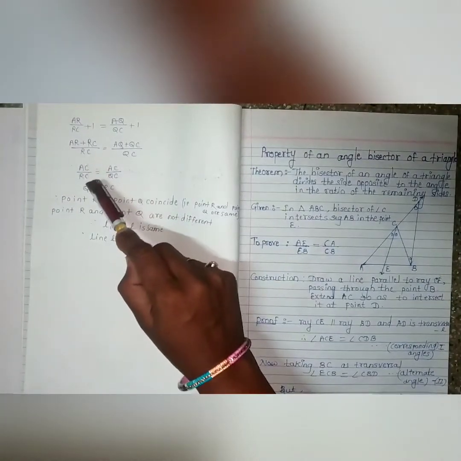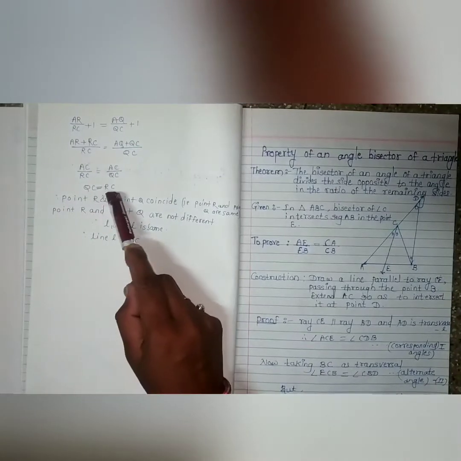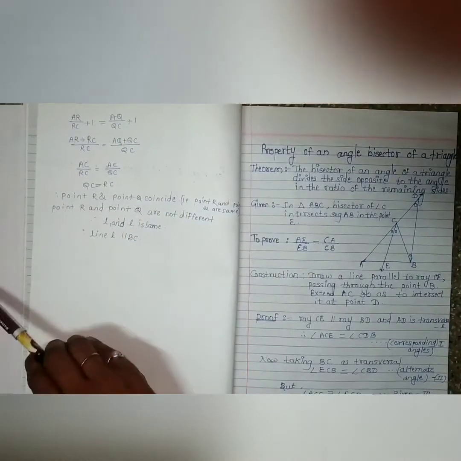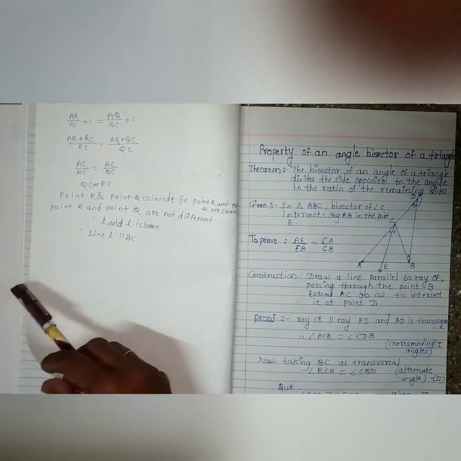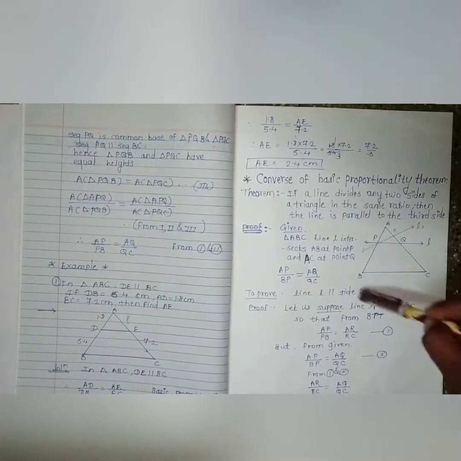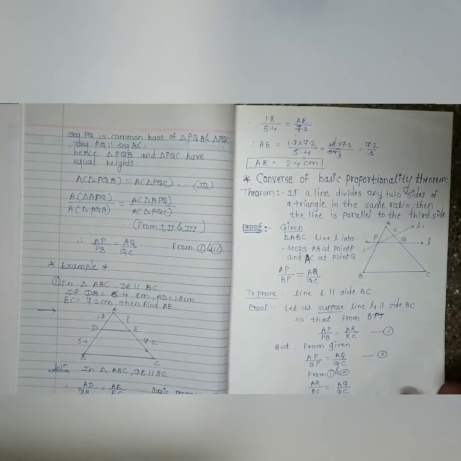Therefore, AC upon RC is equal to AC upon QC. AC gets cancelled. The remaining terms are QC is equal to RC. Therefore QC is equal to RC. See here, QC is equal to RC. But see the figure. Is the distance of QC and RC the same? The values of QC and RC are not the same.